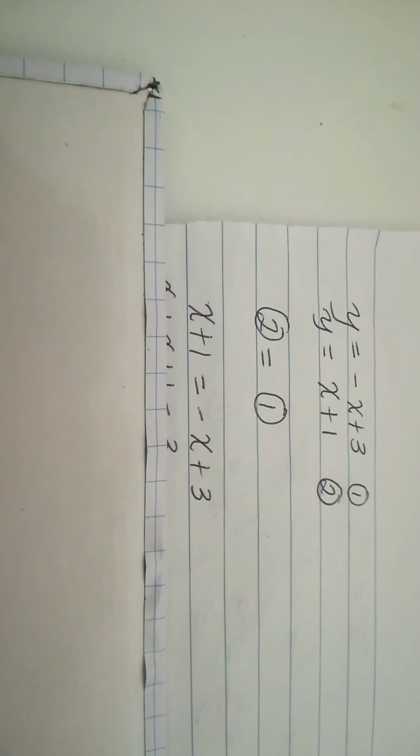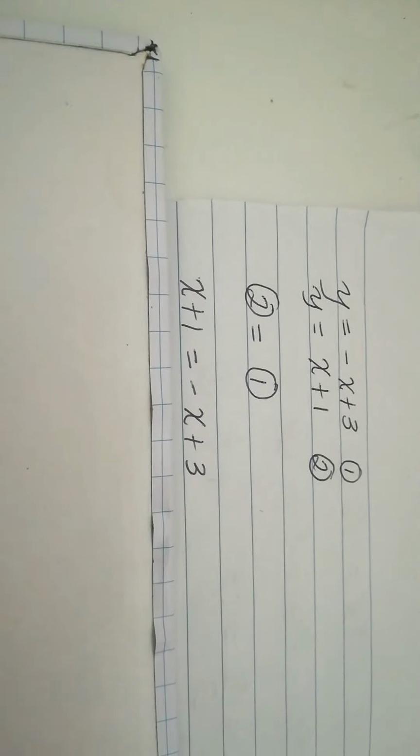That is to say, we're going to let equation 1 equal equation 2 because they're saying that the y's are the same. So when we do that, we end up with x + 1 = -x + 3. By doing that, we basically remove the y and we can focus on finding the value for x.